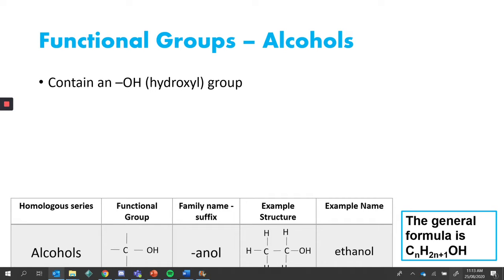Okay, so alcohols contain an OH group, and we call that OH a hydroxyl group. So this is what they look like as a functional group. We've got the OH bonded to the carbon, and the way we name it is we add "-ol" onto the end. So we've got ethanol, propanol, butanol, that sort of stuff.